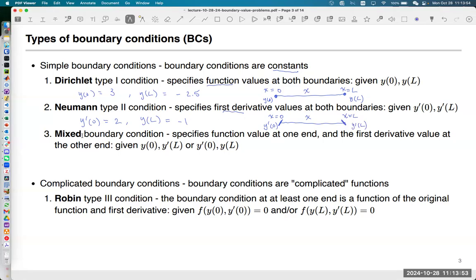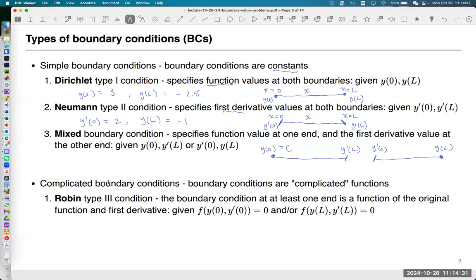As you could imagine, we can also mix and match the function and the first derivative. So if we specify the function value at one end and the first derivative at the other end, we have a mixed boundary condition. So for example, I have 2 intervals. For this interval, I know the function value at the left end and know the slope at the right end. Or you can also know the slope at the left end and know the function value at the right end. So these are mixed boundary conditions if they equal some constant.